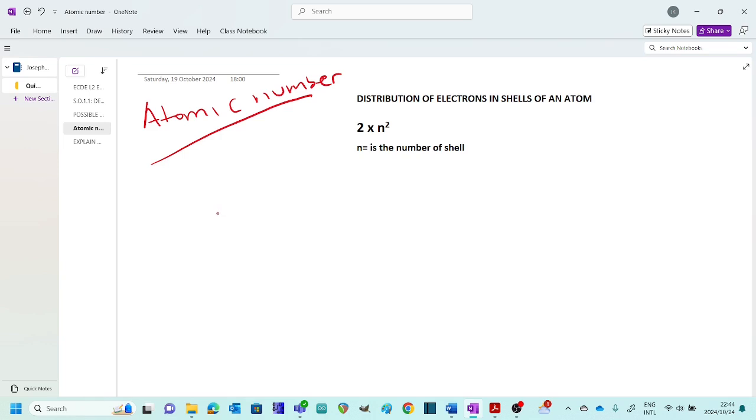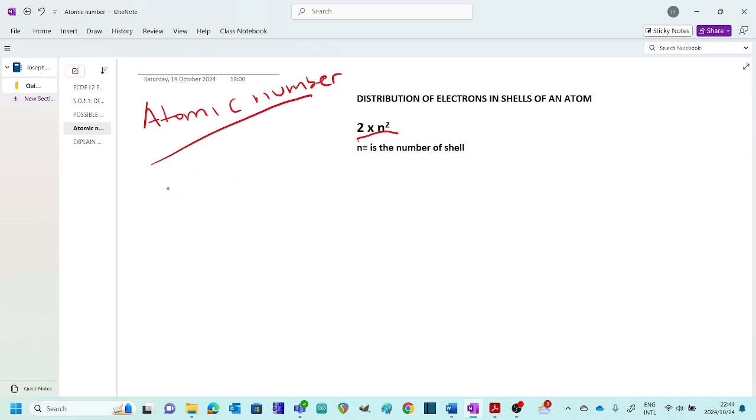Every time, the examiner is going to ask you to distribute electrons in shells of, for example, aluminium, which has an atomic number 11. Then you know that the atomic number is 11, so you distribute 11 electrons in different shells. Now, how do you proceed to distribute? This is the formula: 2 times n to the power 2. n is the number of the shell.